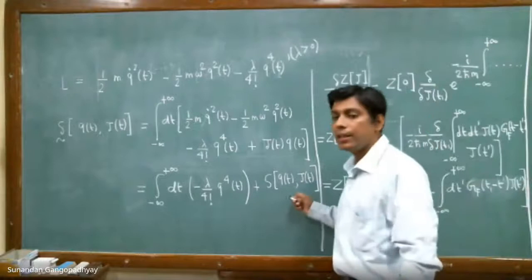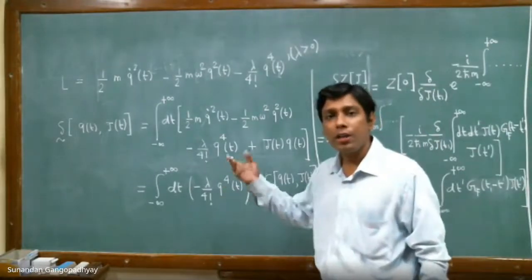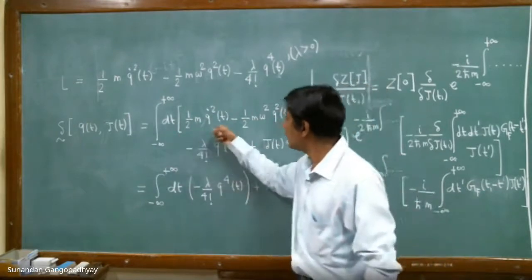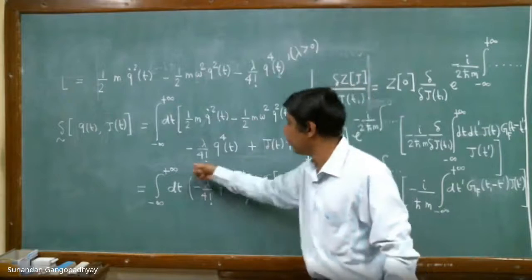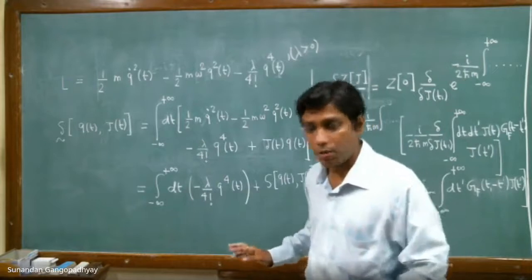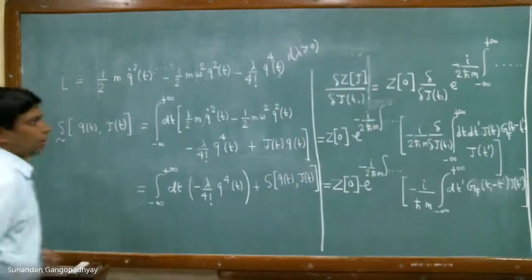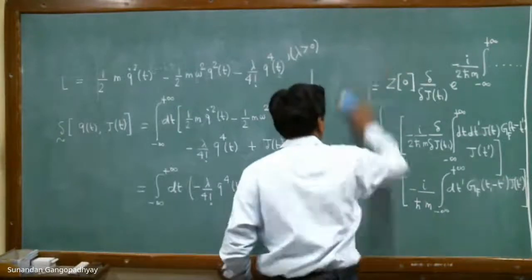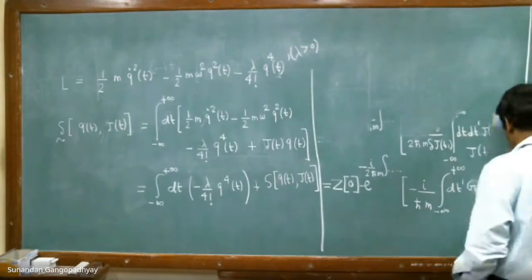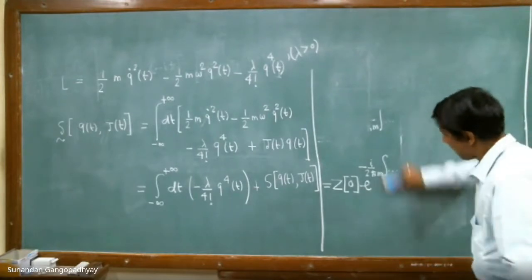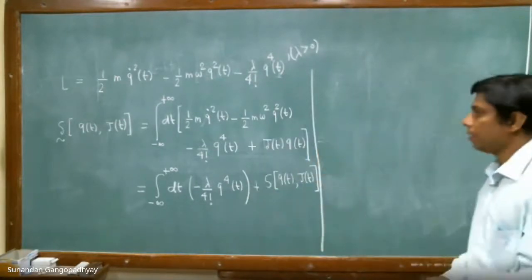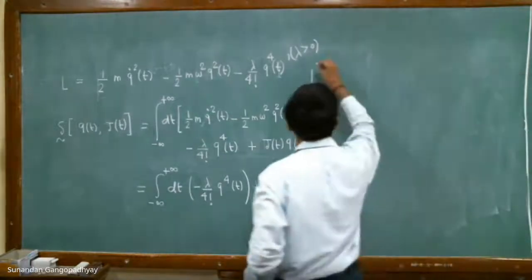So what is S[q, J, t]? This is the action that we have been working with for the non-interacting quantum harmonic oscillator. S[q, J, t] is basically this term and this term, without this term. So this is the part with which we have worked so far, which we are confident about. So now let us write down the generating functional.